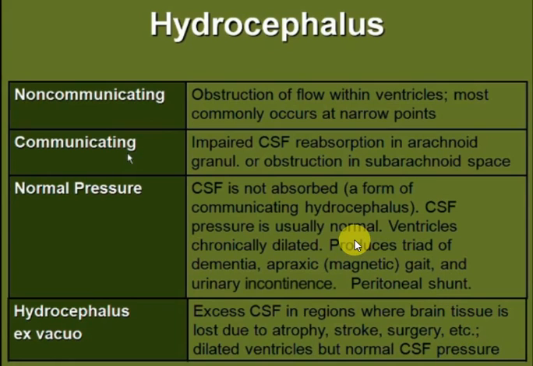In contrast to normal pressure hydrocephalus, where there is overall atrophy of the brain, there is neuronal loss in a specific area or region of the brain. This occurs ex vacuo when some portion of the brain is missing due to stroke or surgery. So that is known as hydrocephalus ex vacuo.